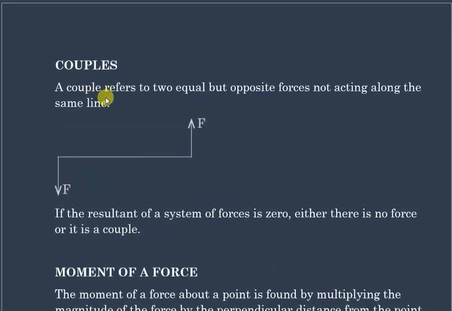Under parallel forces, there is what we call a couple. Understand that a couple refers to two equal but opposite forces not acting along the same line. If we just say equal and opposite, I can have this force acting on this particle, and then I have that one F and that one F. These forces acting like that are not constituting a couple because they are acting along the same line.